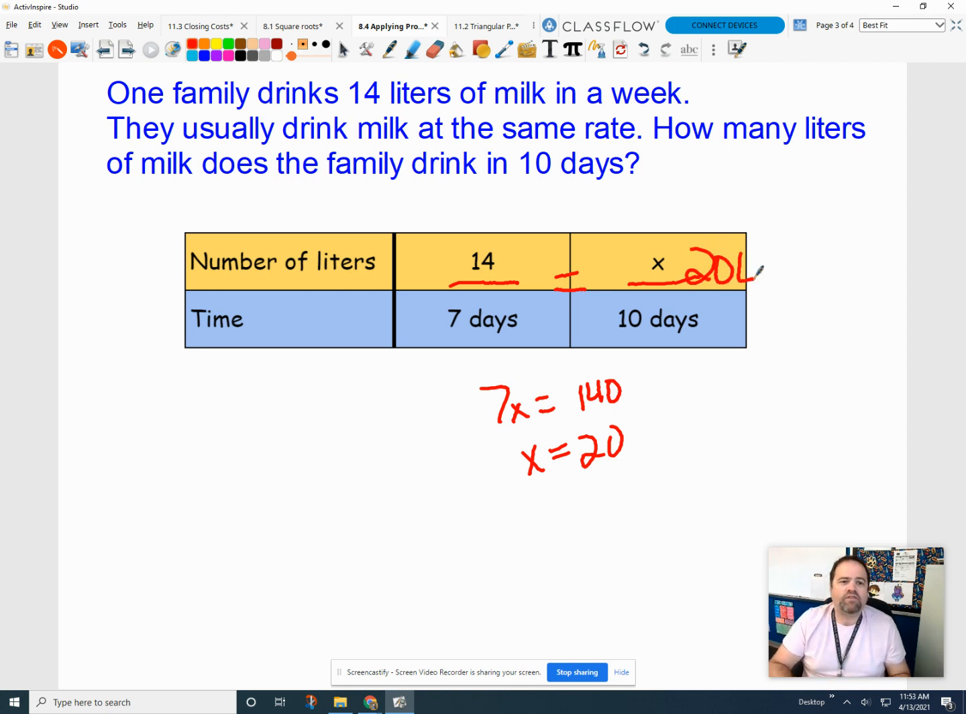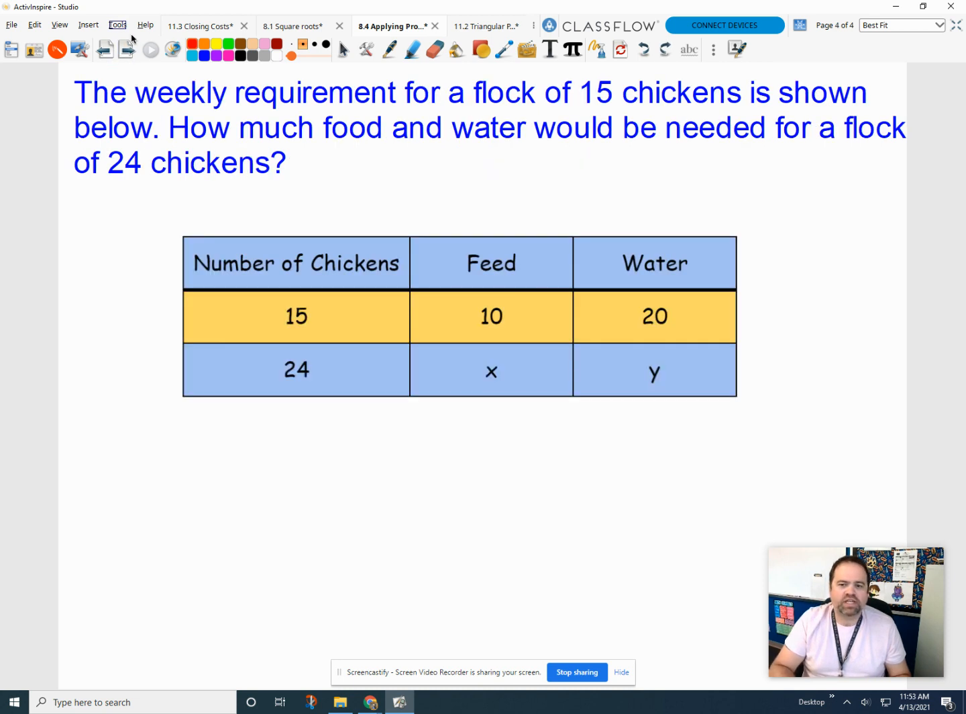Okay. I did find one extra problem that I want to throw in here just because it's kind of an oddball. It's the only time I've ever seen one of these where it's actually two proportions in one. So I've got some chickens here. The weekly requirement for a flock of 15 chickens is shown below. So 15 chickens need 10 units of feed and 20 units of water. So if we bump that up to 24 chickens, what do they need?